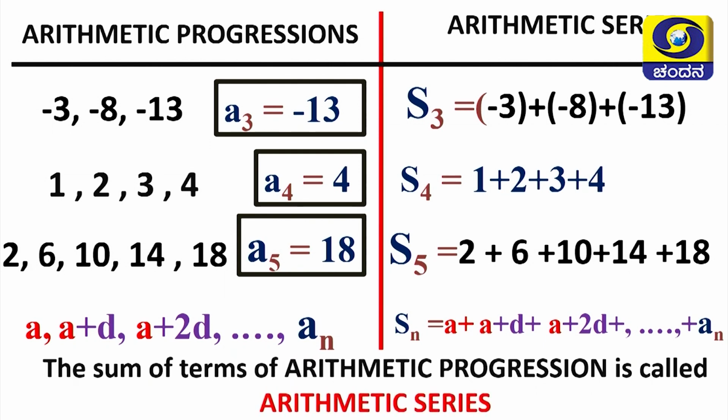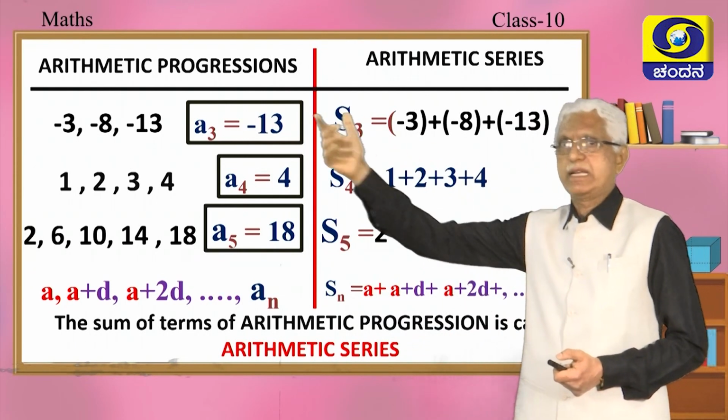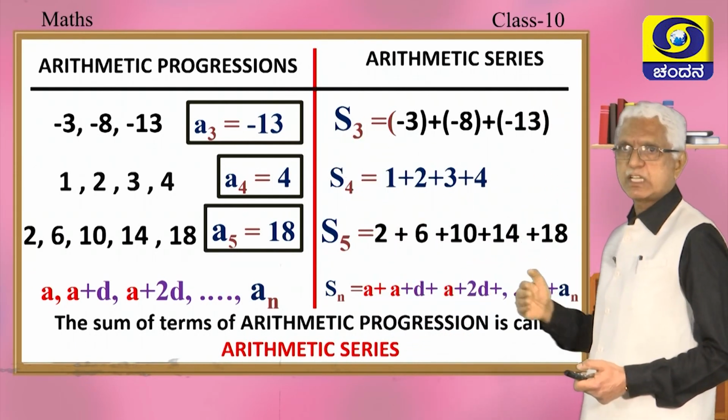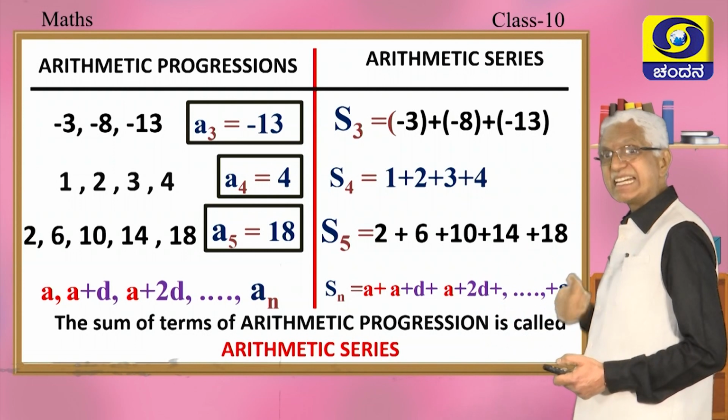Yes. Here we are trying to give you the definition of an arithmetic series. Please observe in the left hand column minus 3, minus 8, minus 13, and 2, 6, 10, 14, 18. It is an AP, an arithmetic progression, because any two consecutive terms have a common difference. The same terms I have taken on the right hand side, but I am trying to find the sum of them: minus 3 plus minus 8 plus minus 13, and 2 plus 6 plus 10 plus 14 plus 18, correct.